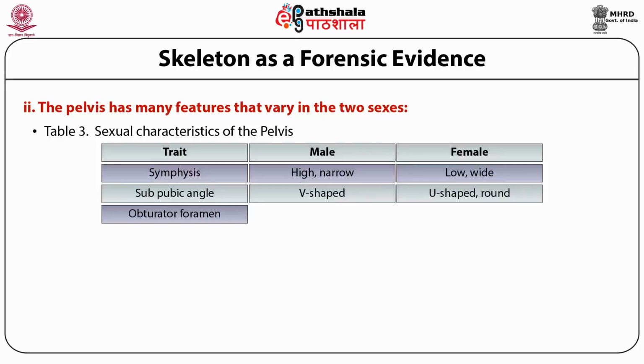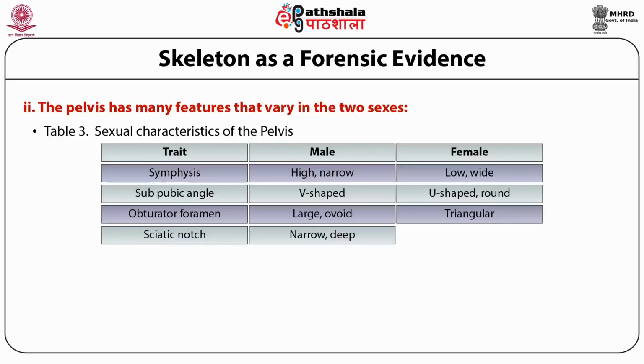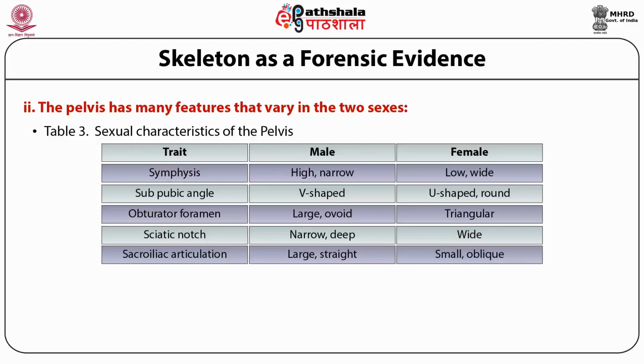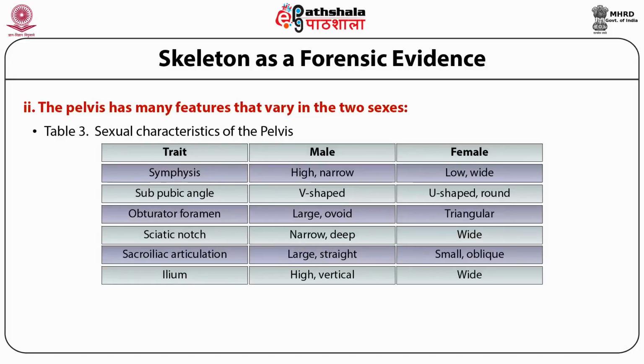Obturator foramen is large and ovate in male, but it is triangular in female. Sciatic notch is narrow and deep in male, but it is wide and 70 to 90 degrees in female. Then the sacroiliac articulation is very large and straight in male, whereas it is small and oblique in female. Ilium is high and vertical, whereas it is wide in female.